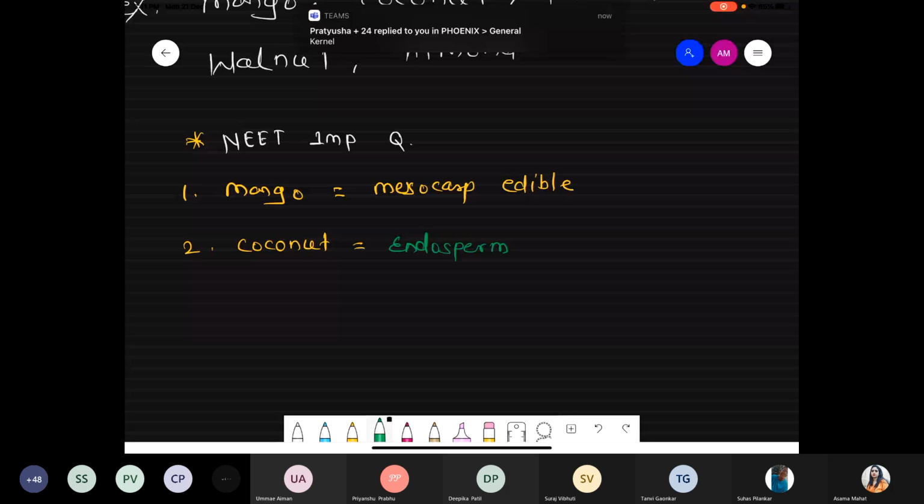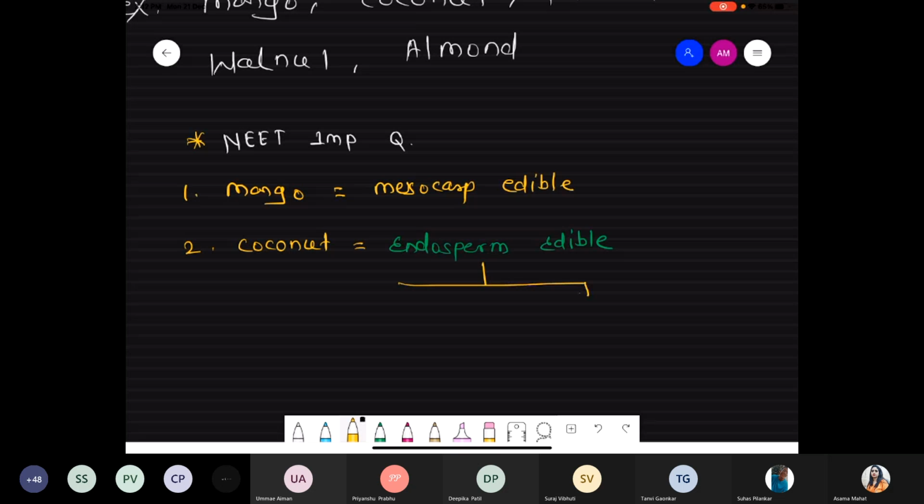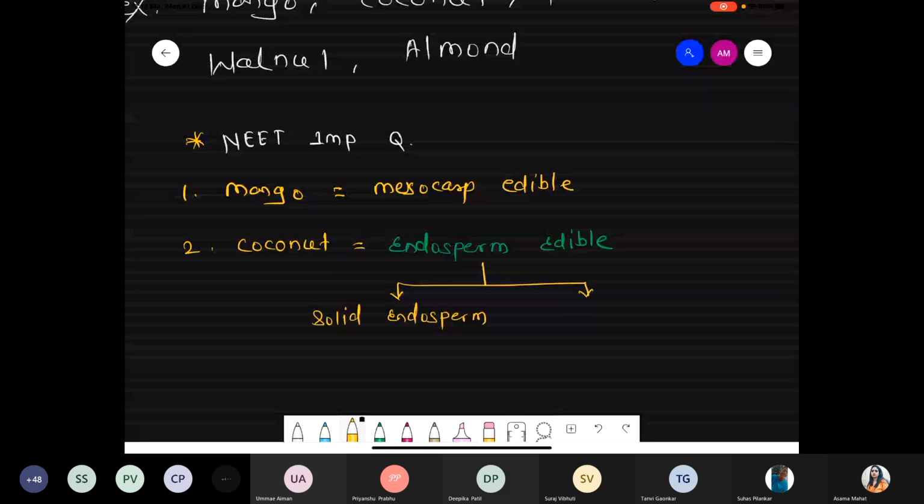So coconut, basically we are talking about part of the endosperm, and this endosperm part is the edible part. This part we will discuss later. In the case of the coconut, basically two types of endosperm are present. Number one is solid endosperm, and the other one is liquid endosperm. So both endosperms are present in the case of the coconut. So in the case of the coconut, endosperm is the edible part.